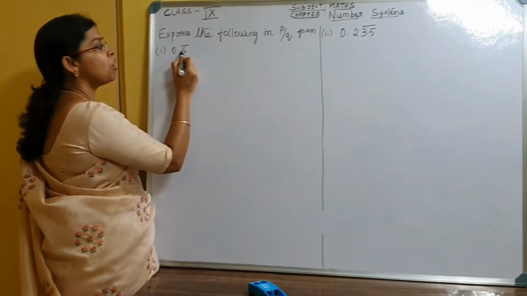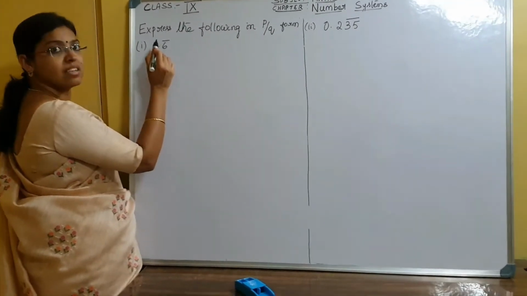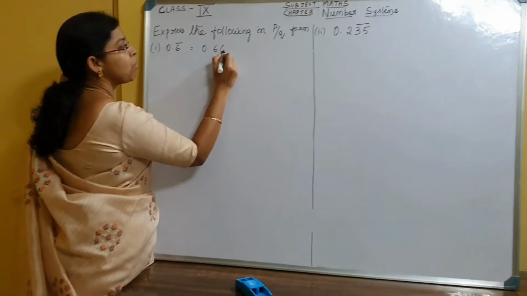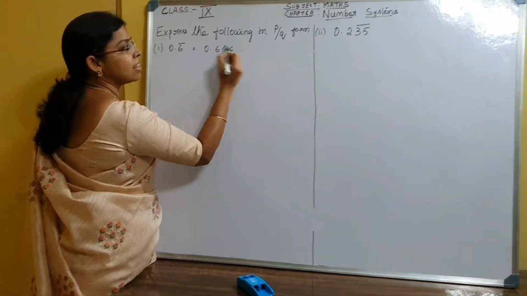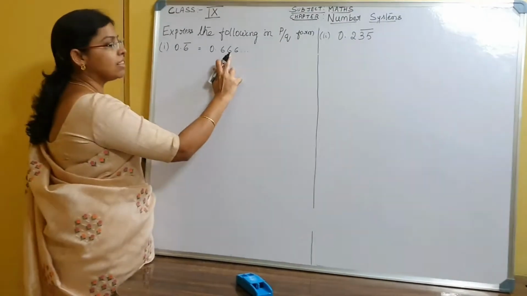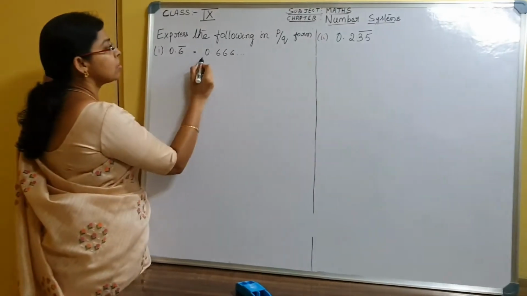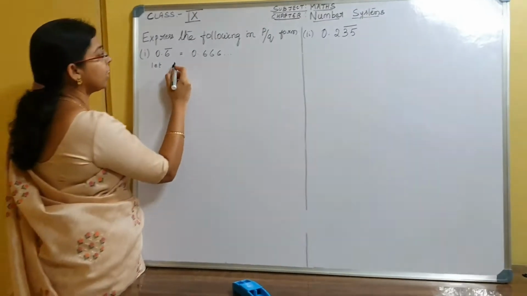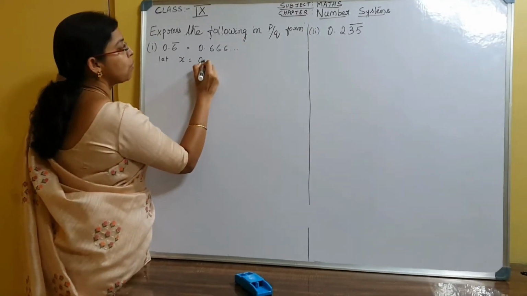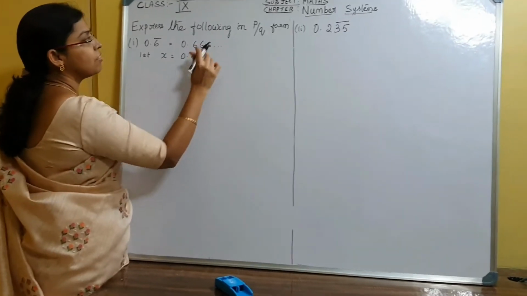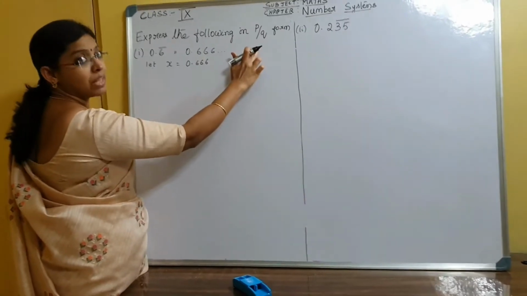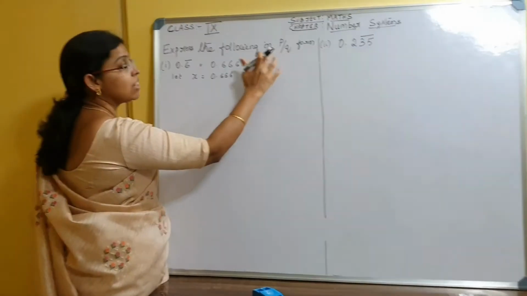it is recurring. How many digits are recurring? This one digit 6 is recurring. It can be written as 0.666..., and these three dots represent that it is infinite. So let us assume, let x = 0.666... We need to express this 0.6 bar in the form of p by q, which is a rational form.